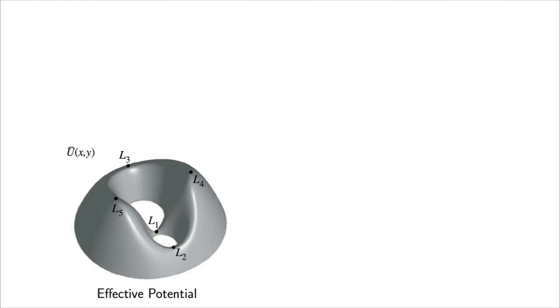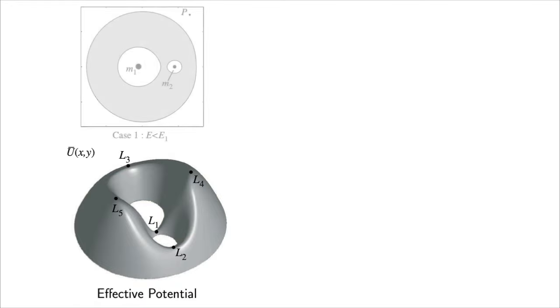So let me just show the effective potential again. For very low values of energy, so this means things that are deep within the gravity well of either the Earth or the Moon, we're in what we call case one. This just means energies below the energy of the first Lagrange point. And we label these different regions that are disconnected. There's the exterior region, so the particles outside the orbit of the Moon, and they can actually never get any closer than the outer boundary of this gray shape.